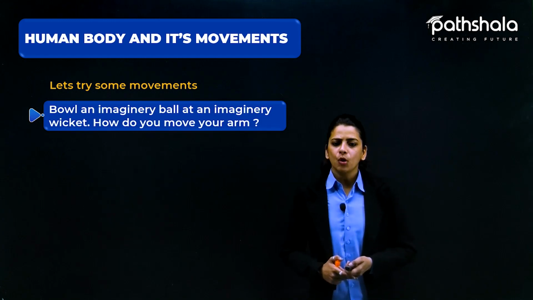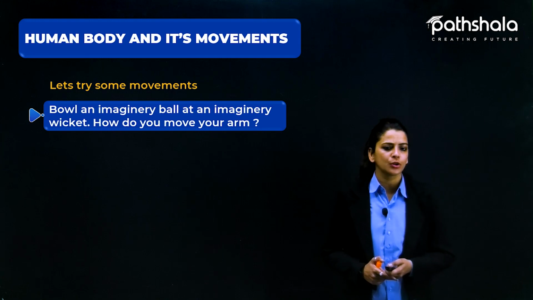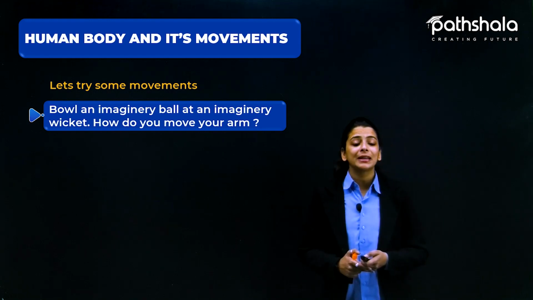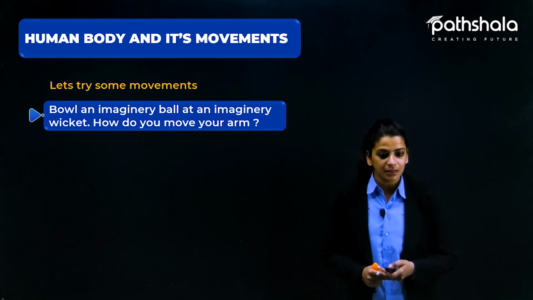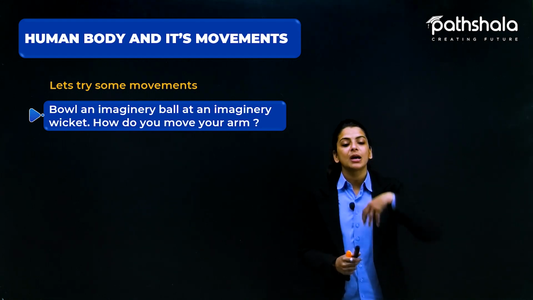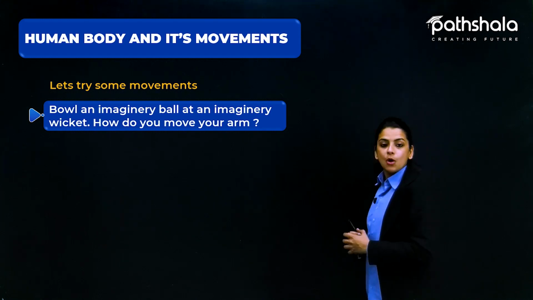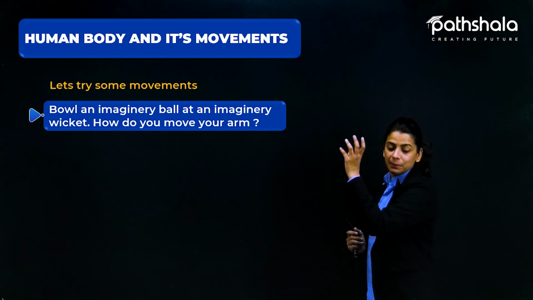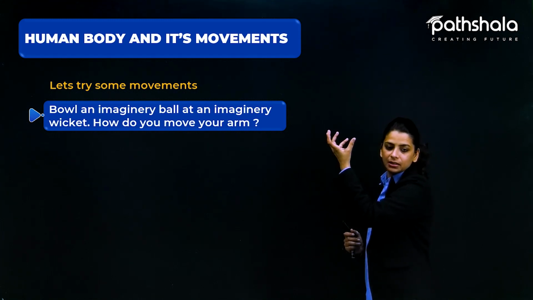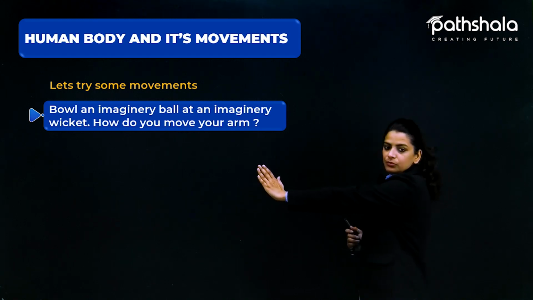Now, bowl an imaginary ball at an imaginary wicket. How do you move your arm? While playing cricket, this is the action we are doing in the cricket game. So for example, we are bowling a ball. Here I'm standing like this. Now what I'm trying to do is bowl an imaginary ball. For example, I have an imaginary ball in my hand and now I have to bowl it. So here is an imaginary wicket in front of me.